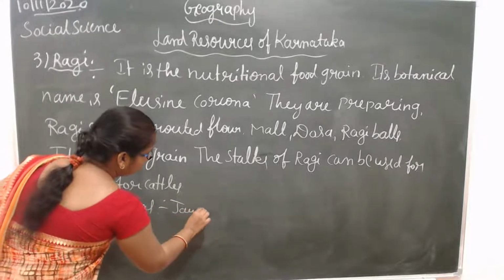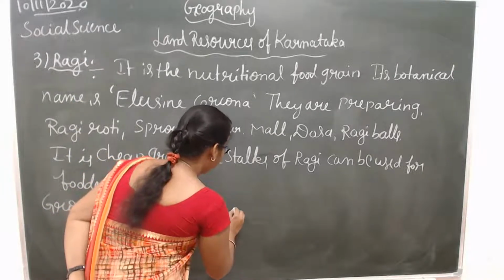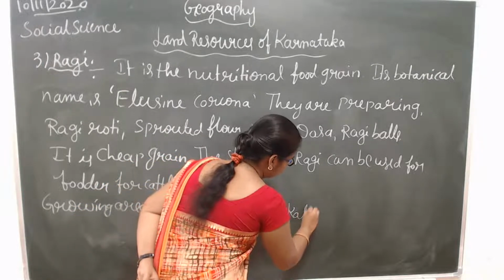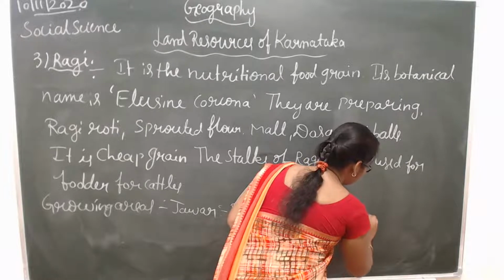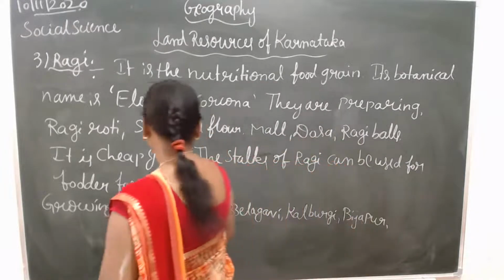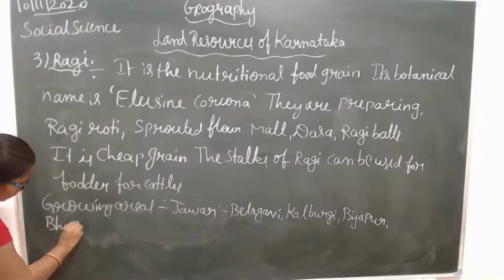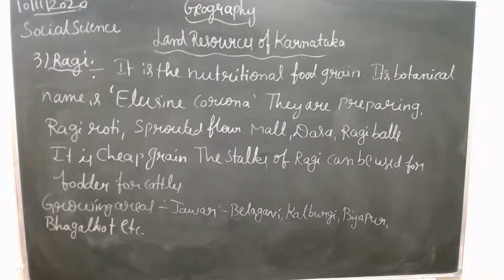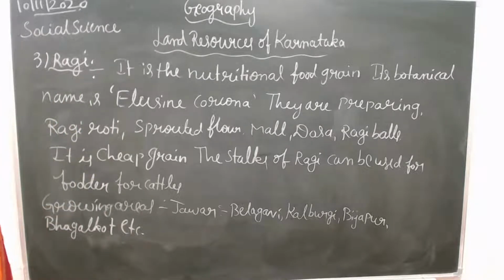Jowar can be grown by people of which areas? For example, Belagavi, Kalburgi, Bijapur, and in some other parts of northern Karnataka, for example Bagalkot, etc. And like that we have some other growing areas for our third important crop of Karnataka also. So which are the districts growing ragi?